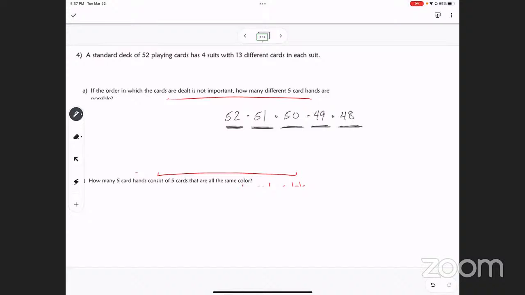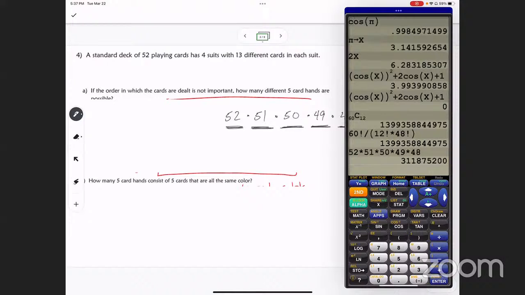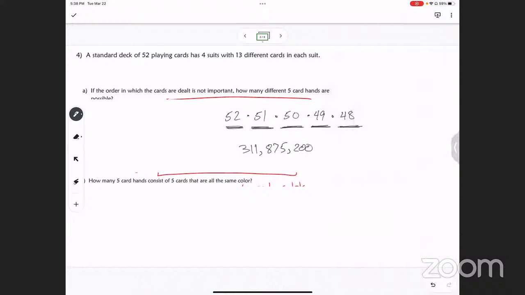Okay. So it's basically that 52 times 51 times 50 times 49 times 48. There's your 5 card deck, and that's how many ways you can deal it. 311,875,200. That's how many different hands that you can deal.